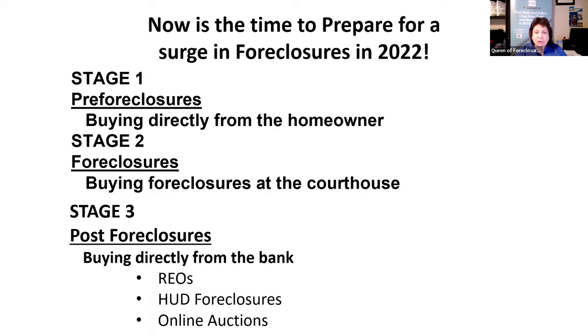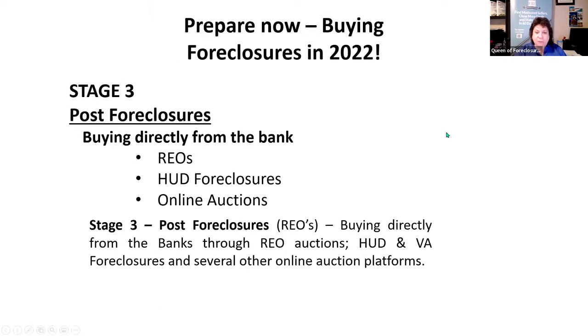Stage 2 is foreclosures. Stage 3 is post foreclosures. This is what we're going to talk about today, stage 3, post foreclosures. Really buying directly from the bank is what we're looking at. Remember, stage 3 is where you're going to go through REO auctions. I'll show you a couple examples tonight, the HUD and VA foreclosures, and several other online auction platforms.